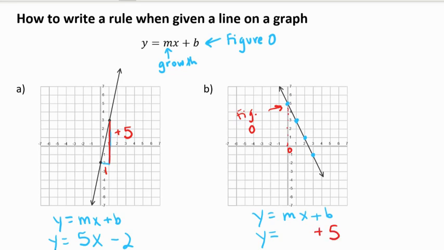And then for the growth, let me draw my growth triangle again. So again, I went over 1 from figure 0 to figure 1, and this time I can see that it's going down 2, so my growth is -2. So in my equation, it'll be -2, because that's my growth, and then x plus 5. So again, you always want to identify figure 0 and the growth, and then write your equation.